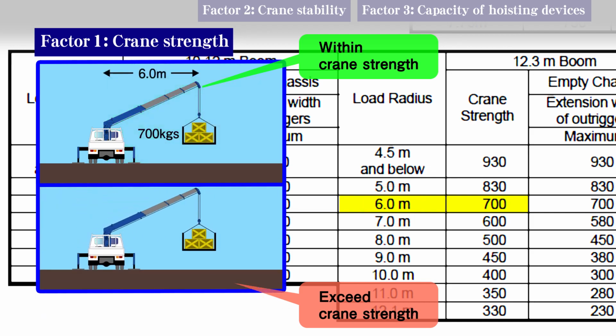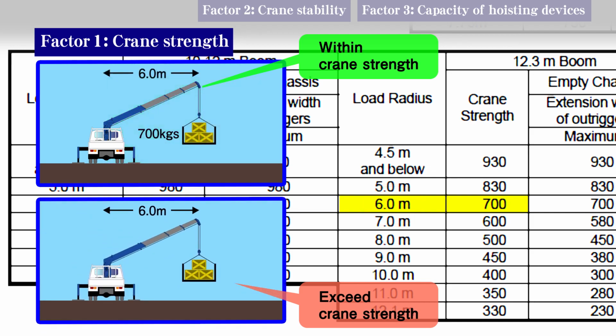In the same way, when the working radius is 6 meters, the lifting load limit is 700 kilograms. If the lifting load becomes 800 kilograms, the crane may be damaged.